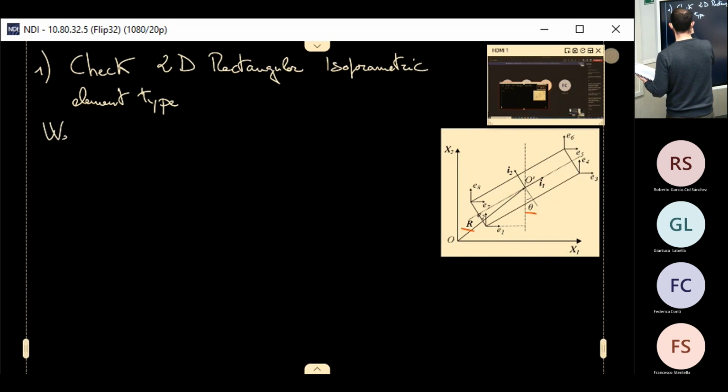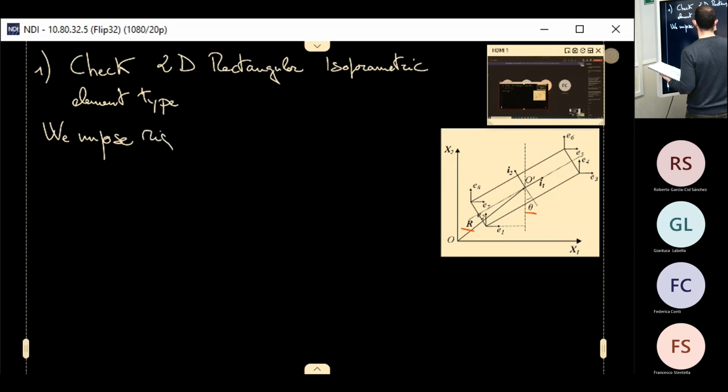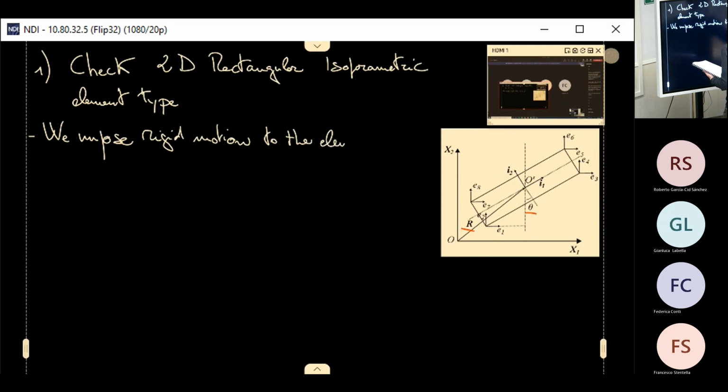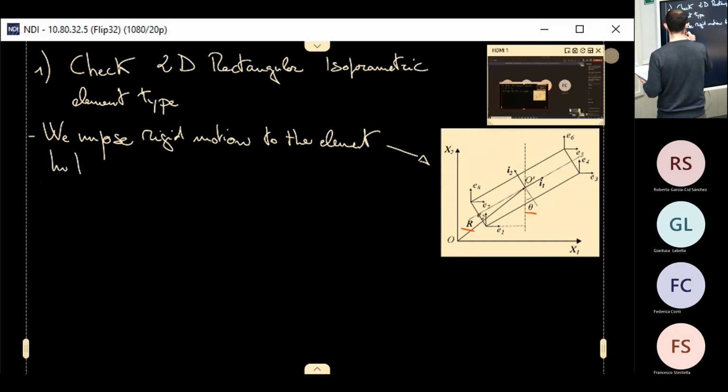So we impose rigid motion to the element, this one here. This means, for example, that in terms of nodal coordinates, we have the following.